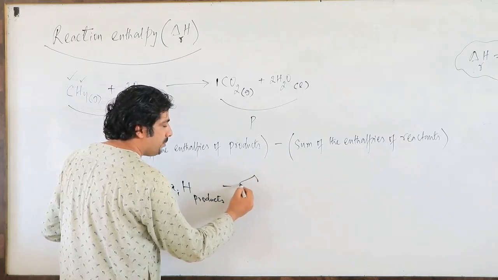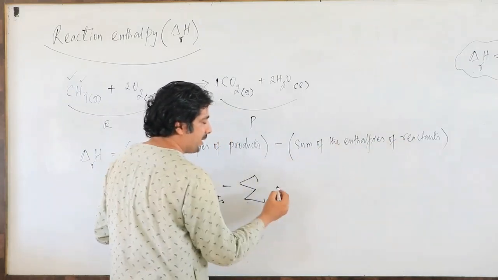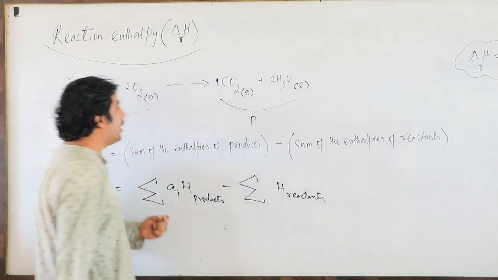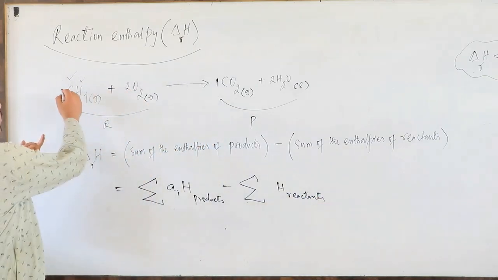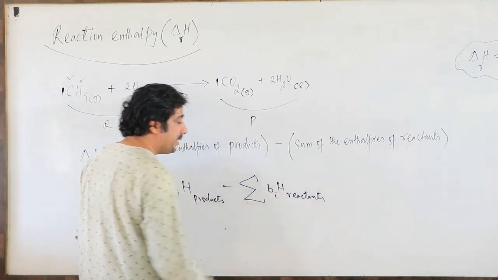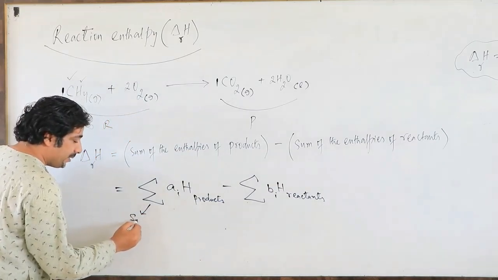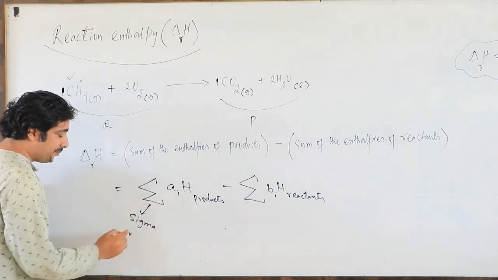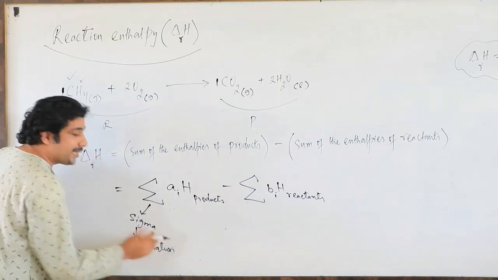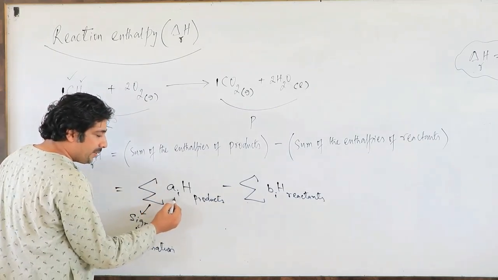Minus again the sum of the enthalpies of reactants, that is H reactants. And reactants also will have here 2 moles and here we have 1 mole. So moles of reactants will be represented by, let us suppose, bi. So let us explain each term now. This is basically known as the symbol sigma, and this sigma represents summation, that is sum. Summation means sum total.